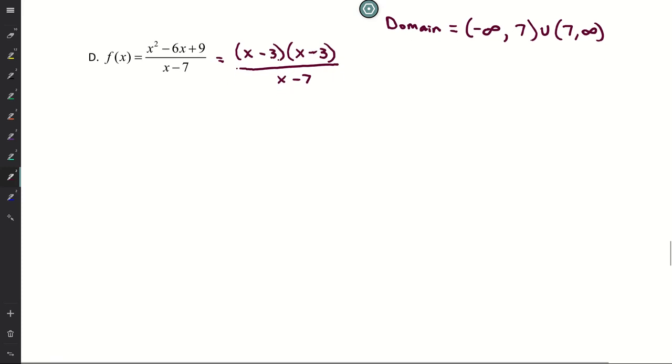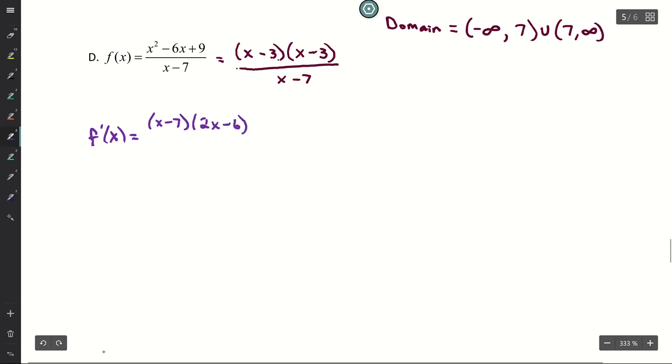All right, and then from here, we want to take the derivative. In taking the derivative, I'm going to use the original form of the function. So f prime of x equals, we would start with the bottom, x minus 7, times the derivative of the top, 2x minus 6, and then minus the top times the derivative of the bottom, which would just be 1, and then all of that is over the denominator squared.